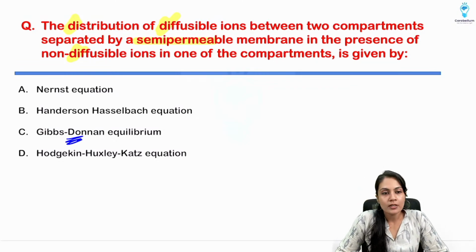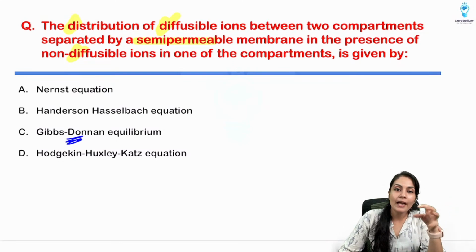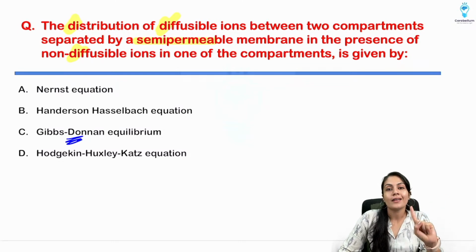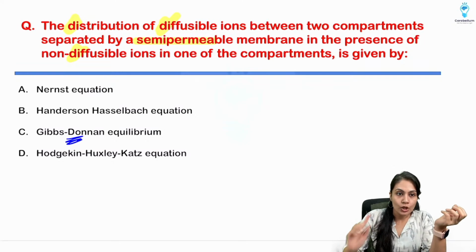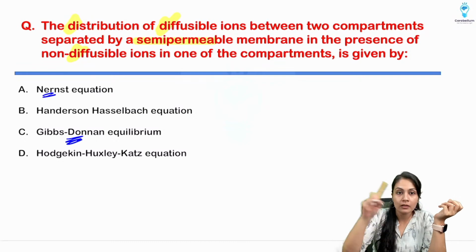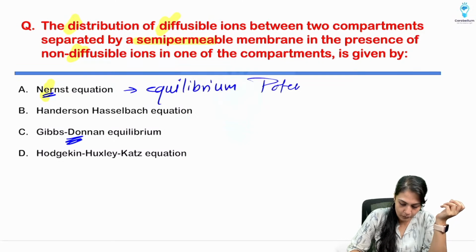You're absolutely right. So please remember, if they give you permeant ion, non-permeant ion, diffusible ion, non-diffusible ion, what you have to write is Donnan's effect. When will you use the Nernst equation? Whenever they ask you about the equilibrium potential of a single ion. So please remember, in Nernst there is an E coming, right? There is no E in the Gibbs-Donnan. So you can remember that way also. Nernst is for equilibrium potential.